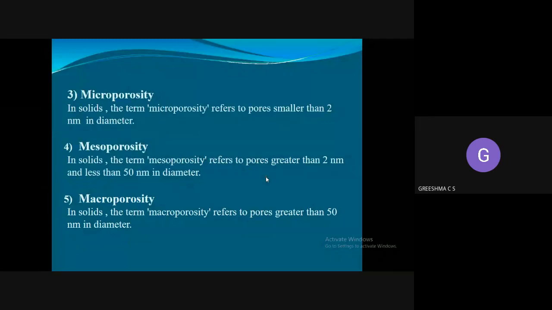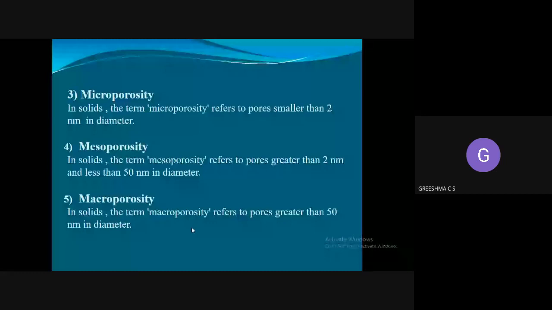So that is mesoporosity. And if the void space is greater than 50 nanometers, you will call it macroporosity. That is micro, meso and macro, based on the size of the void spaces. If the size is less than 2 nanometers, it is microporosity. If the size is between 2 and 50 nanometers, it is mesoporosity. And if the size is greater than 50 nanometers, it is macroporosity.